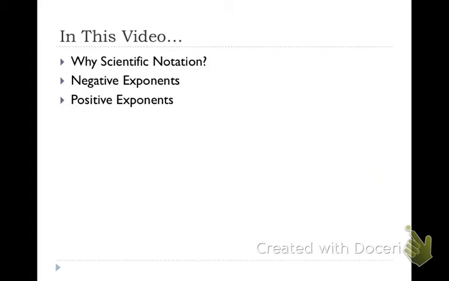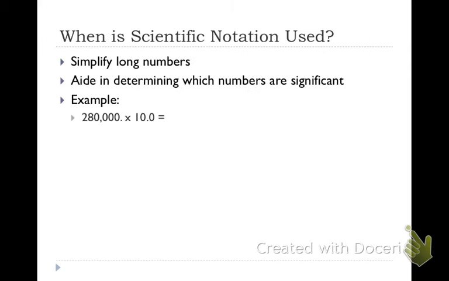I know you've dealt with scientific notation before, but I just want to give you a crash course or a refresher for it. So let's talk about why we use scientific notation and the difference between the negative and positive exponents. In scientific notation, we actually simplify very long numbers. It helps us figure out what the important numbers are. So a quick example here, we have 280,000 times 10.